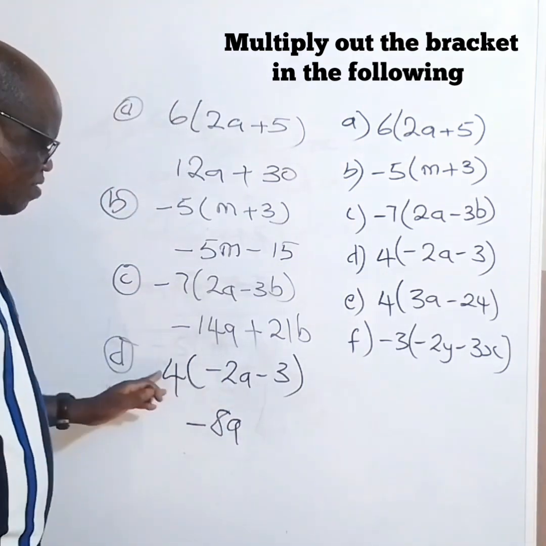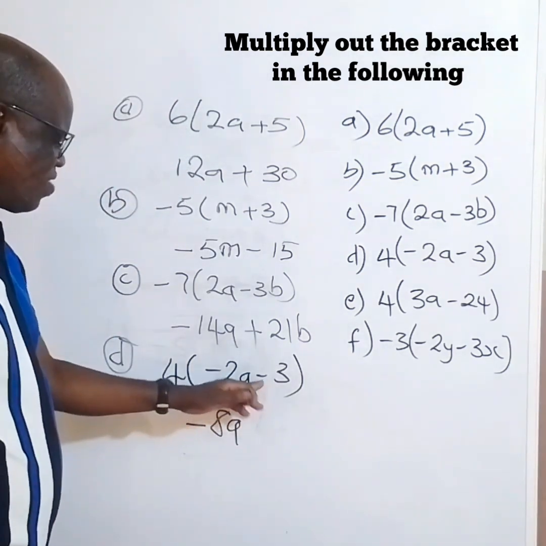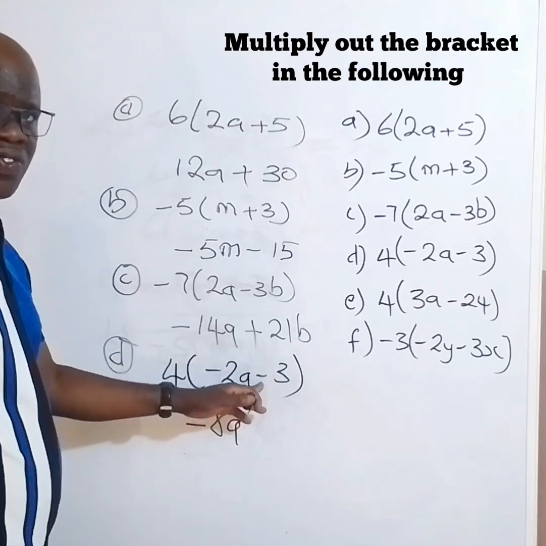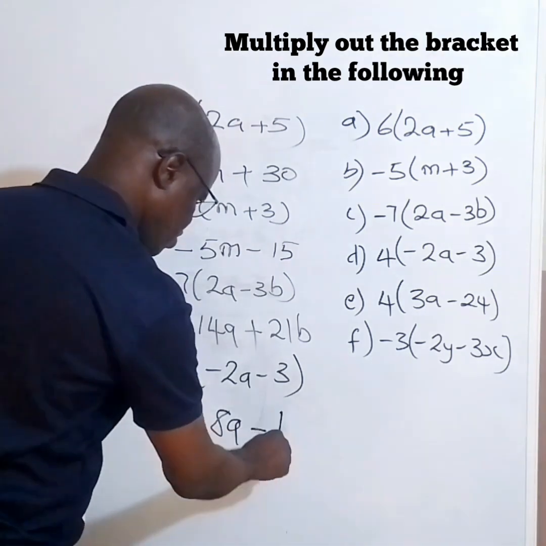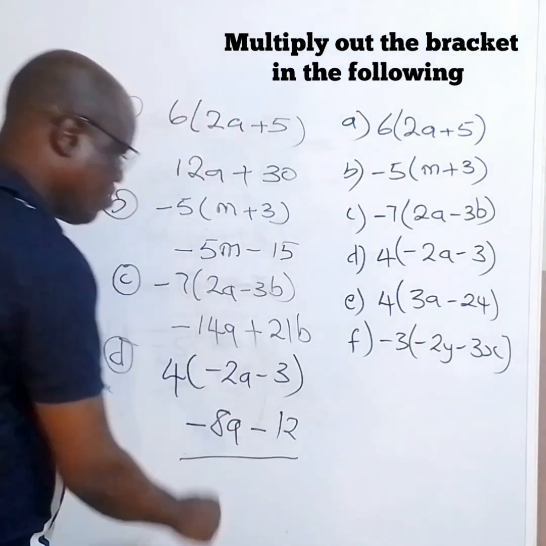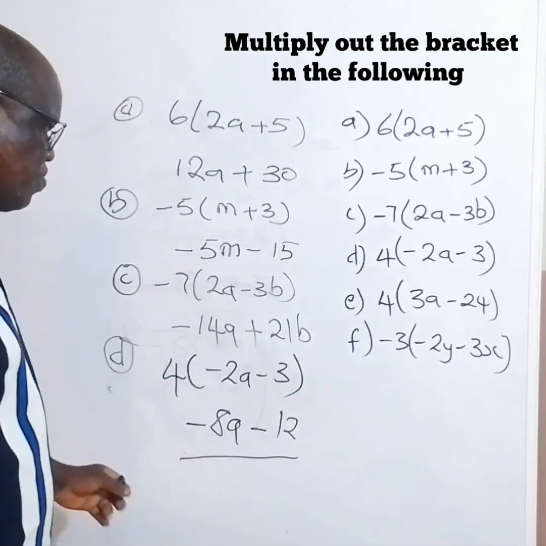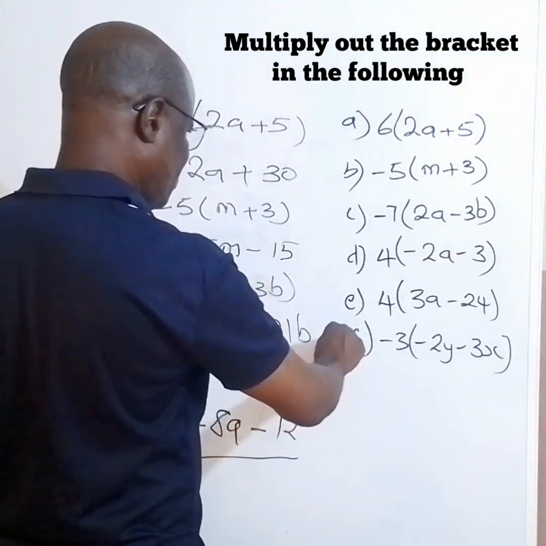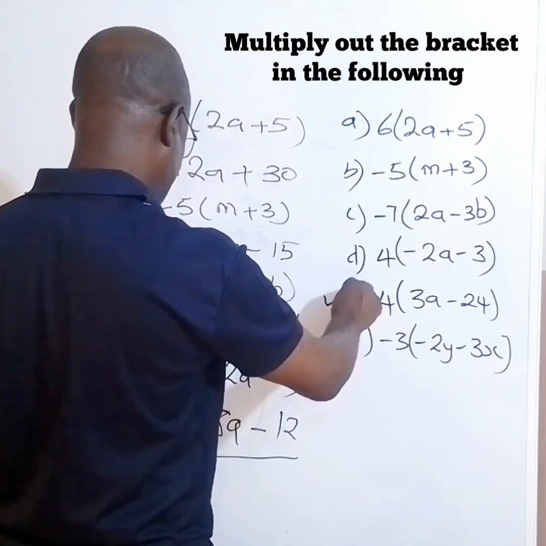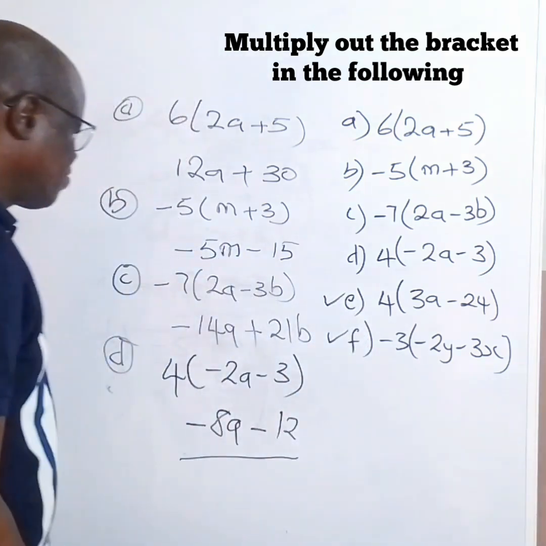Now, this is plus 4, minus. This is plus, minus. Plus times minus is minus. 4 times 3 is 12. As simple as ABC. So if you understand this, I want you to do this E part and F part.